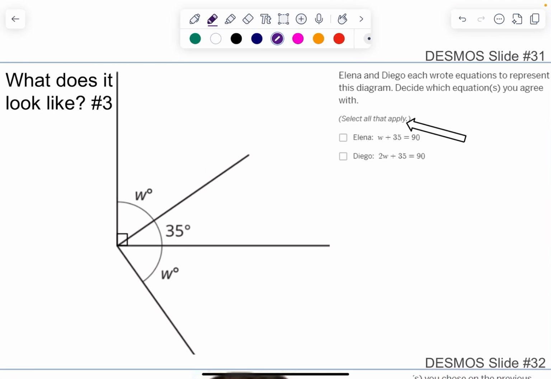Well, let's see. In order for her to say that, we've got to see a corner somewhere. So here's our corner. What two angles does our corner encompass? This W and this 35 are included in that corner. So Elena would be right.